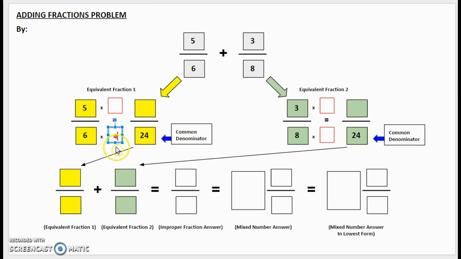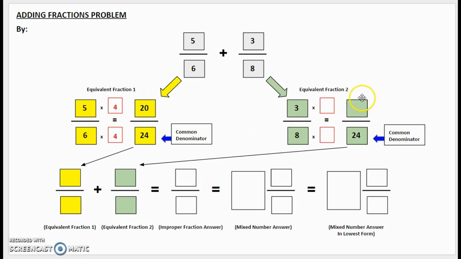What I need to remember is that what I do to the denominator, I have to do to the numerator. So I'm going to multiply the first fraction's numerator by 4 as well. 5 times 4 is 20. So my new equivalent fraction for 5/6 is 20 over 24.